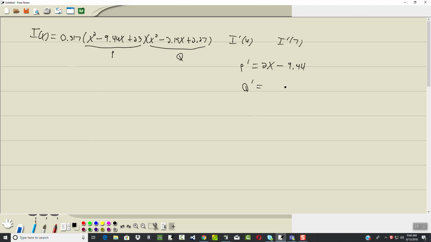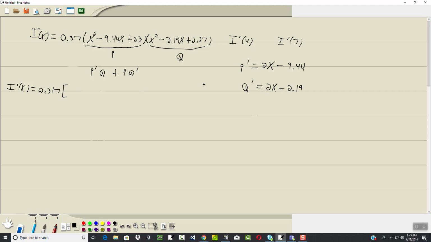For Q prime, the derivative of that, the x squared becomes 2x minus 2.19. Same rationale as this one. Now we've got P prime Q plus P Q prime. So my 0.317 just stays out in front. I'm going to put a bracket here because that has to be multiplied times everything.